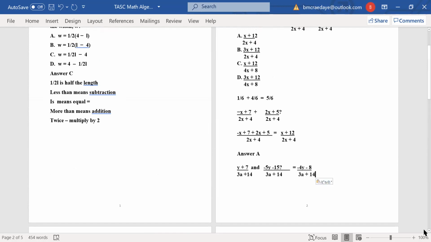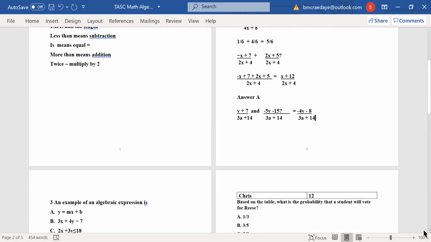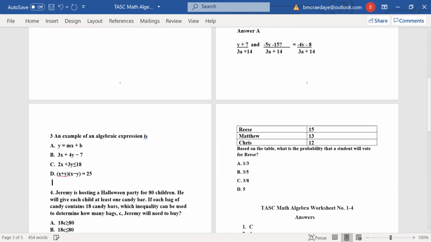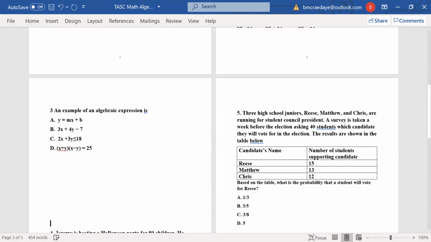Over 3a plus 14. Okay. So the key here is when fractions have the same denominators, you add the numerators, regardless if they're constants, variables, or a combination of constants and variables. Okay. Now let's go to our next problem, an example of an algebraic expression.